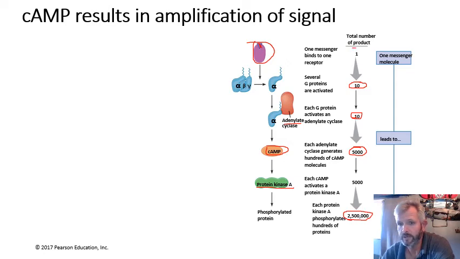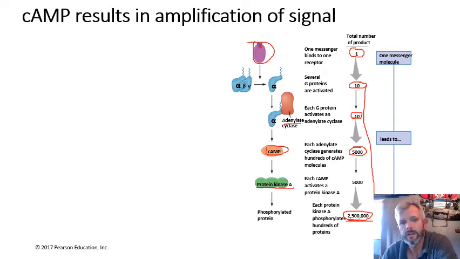So we went from one chemical messenger up to 2,500,000 activated proteins inside the cell. So we get this large signal, this strong signal in the cell. We're getting this amplification as we get through our secondary messenger system through the cyclic AMP.